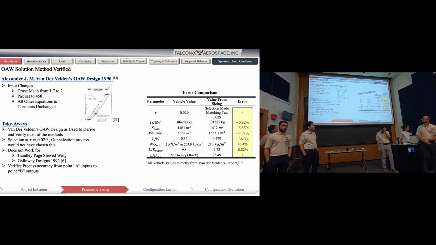So verifying that is kind of difficult. There's not much literature, but one of the vehicles that we can look at is the Vanderbilt OEW design. Now, a lot of methods were derived from this and compared to this, so it's kind of hard to take a full error from that.